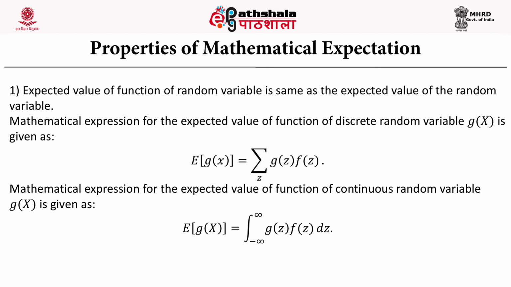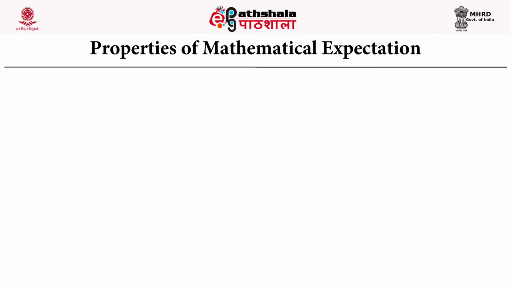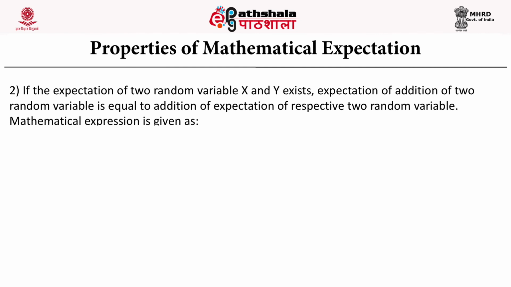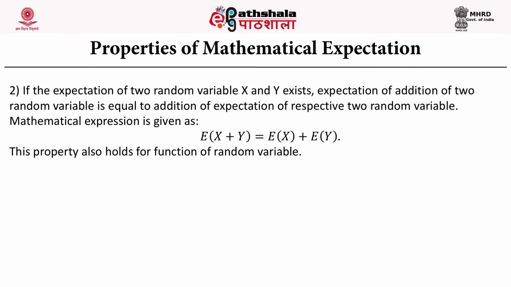So the mathematical expression is given here as expectation of x plus y is equal to expectation of x plus expectation of y. This property also holds for functions of random variables. If the expectations of two random variables x and y exist, the expectation of the multiplication of two random variables is equal to the multiplication of the expectations of the respective random variables.